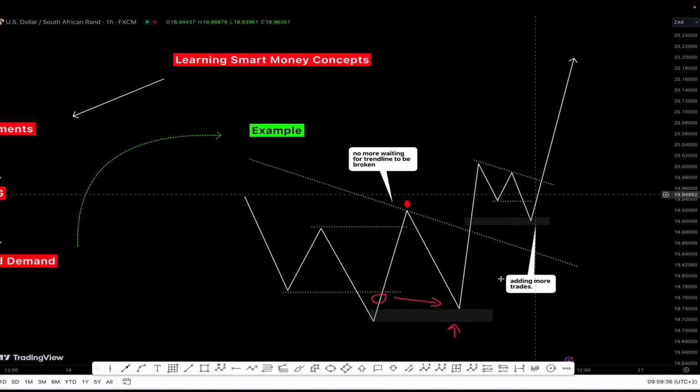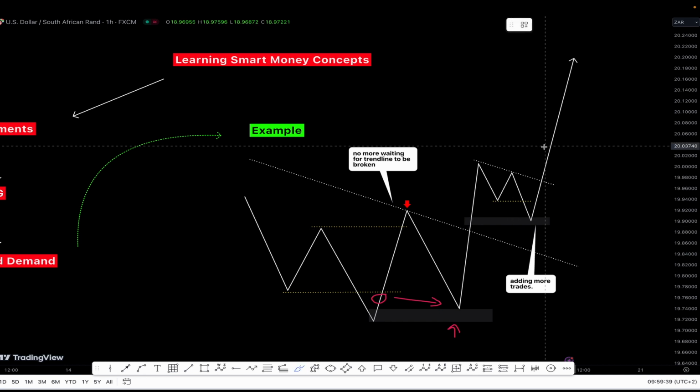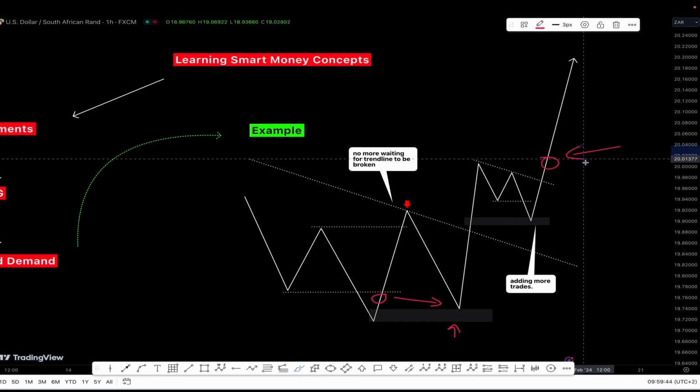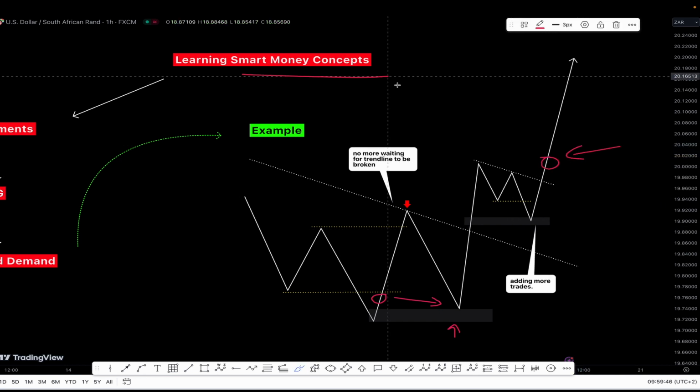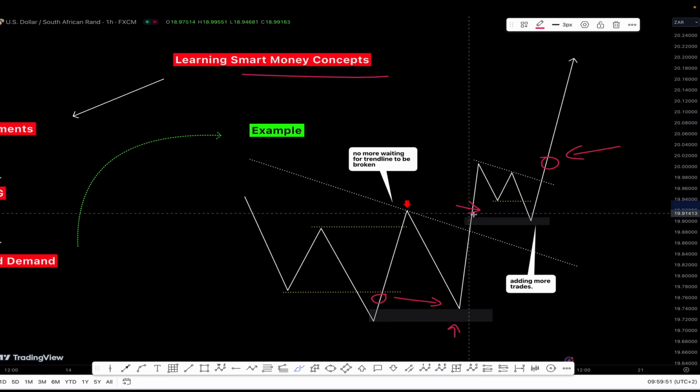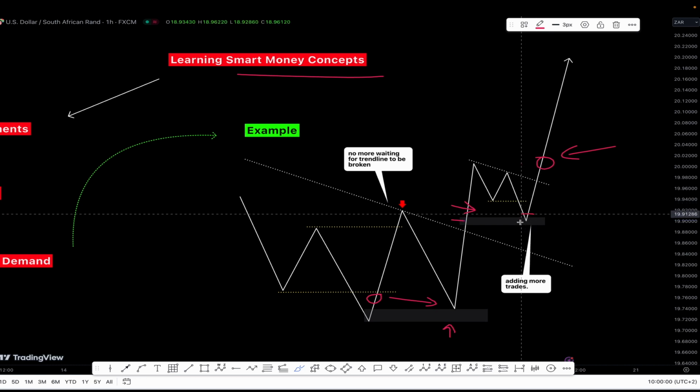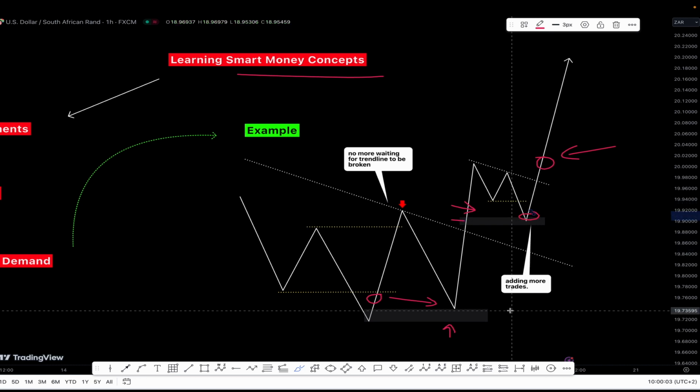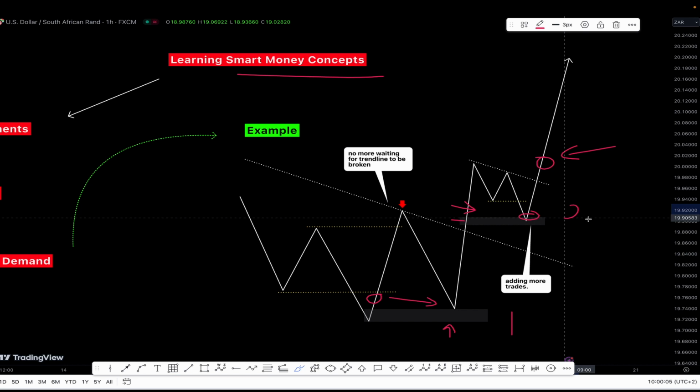But this correction, I don't want to enter around these areas anymore. What can I do? So obviously, after learning smart money concept, I realized that there will be a fair value gap around this area and then a demand zone. So a confirmation here. So that means I will have one trade and then the second trade around this area.